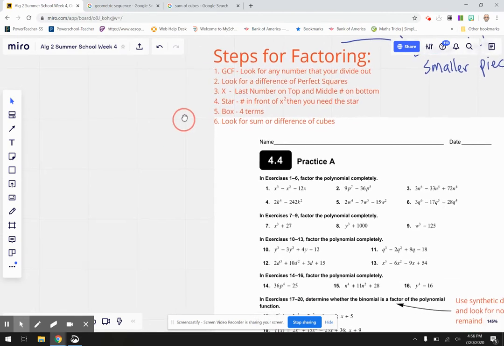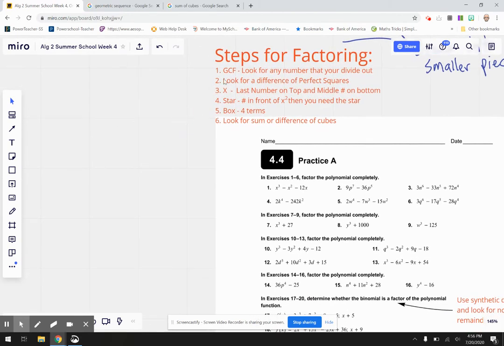We're going to factor, we're going to break things down. So first, we should always look for a GCF, a greatest common factor, any number that you can divide out of every single term. Next, you should always look for a difference of perfect squares. If there's 2 terms, they might be perfect squares, and there might be a minus between them. Then there's an easy way to factor that. 3, we might look to do the x. That's if there's no number in front of x squared, then we would put the last number on top, the middle number on the bottom of our x, and then we would find the factors.